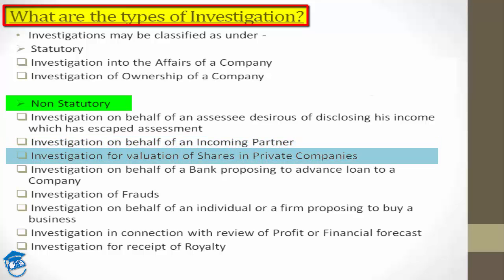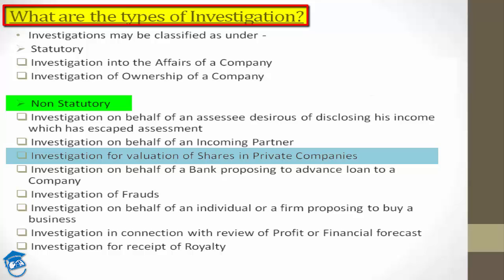Number three, investigation for valuation of shares in private limited companies. We all are aware that the shares of a private limited company are not traded. In order to trade a share, you need to get the company listed on the Securities Exchange Board of India. This problem usually arises only in case of private companies, wherein the shares are not traded, and since they are not being traded, it's very difficult to obtain the exact valuation of those shares.